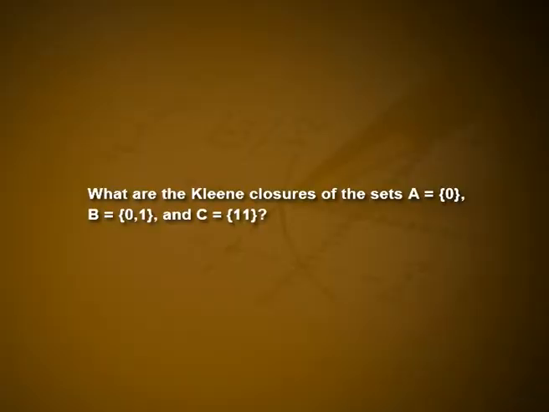What are the Kleene closures of the sets A equal to the set {0}, B equal to the set {0, 1} and C equal to the set {11}? The solution. The Kleene closure of A is the concatenation of the string 0 with itself an arbitrary finite number of times. Hence, A star is equal to the set {0 raised to n} where n equal to 0, 1, 2, 3 etc. The Kleene closure of B is the concatenation of an arbitrary number of strings where each string is either 0 or 1.